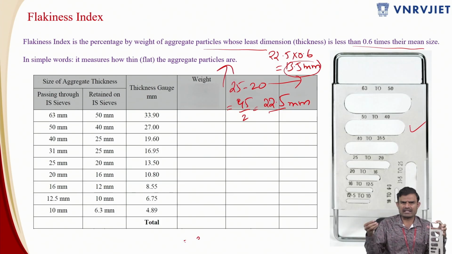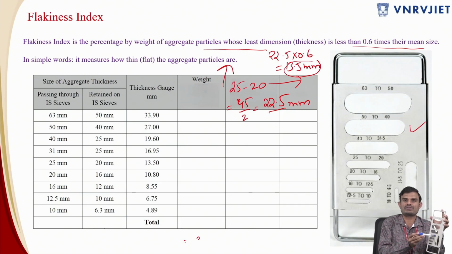Similarly, there is another aggregate particle which I have shown in front of you, which has passed through the 25 mm sieve and retained on the 20 mm sieve. Now if I pass this through, it is also passing through the slot. Now this aggregate particle is a flaky particle. Okay, now again, this is another aggregate particle which I have shown in front of you, passing through 25 mm. Now I am passing it through the thickness slot of 25 to 20 mm. It is not passing through this thickness range. So it means this is not a flaky particle for the size range 25 to 20 mm.